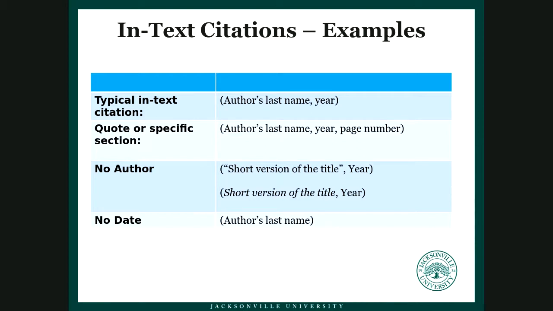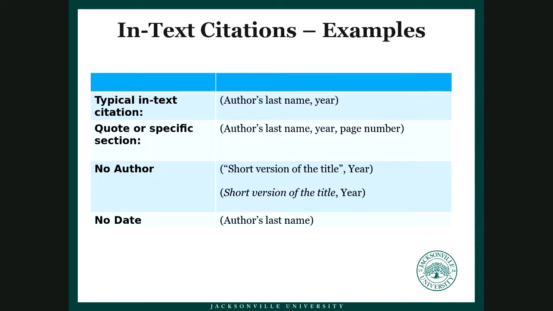Sometimes there's no author, and if there's no author, you'll just use a shortened version of the title and then the year. But keep in mind, sometimes the title is going to be in italics, and sometimes it's going to be in quotation marks. So the rule is, if your work is part of a larger work, then you would put it in quotation marks. For instance, a chapter is part of a book, so the chapter goes in quotation marks. But if you're citing the entire book, you would italicize the name of the book.